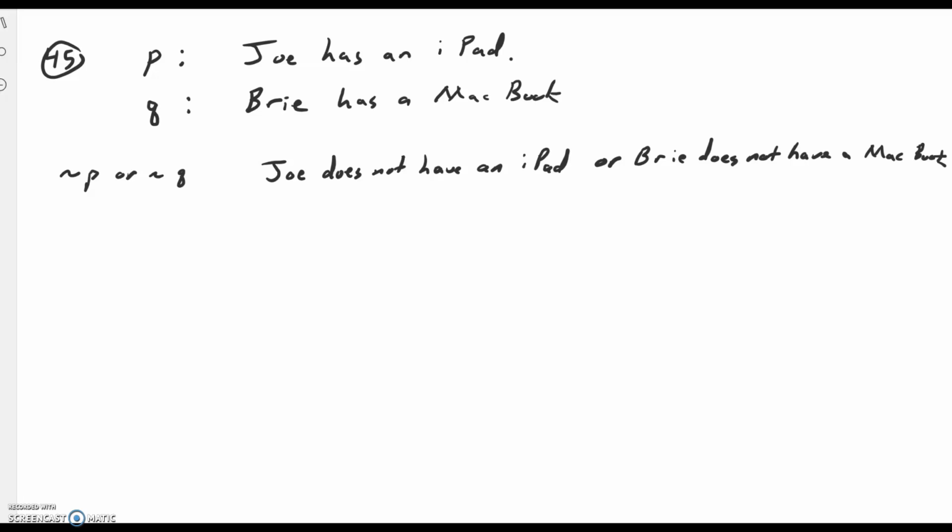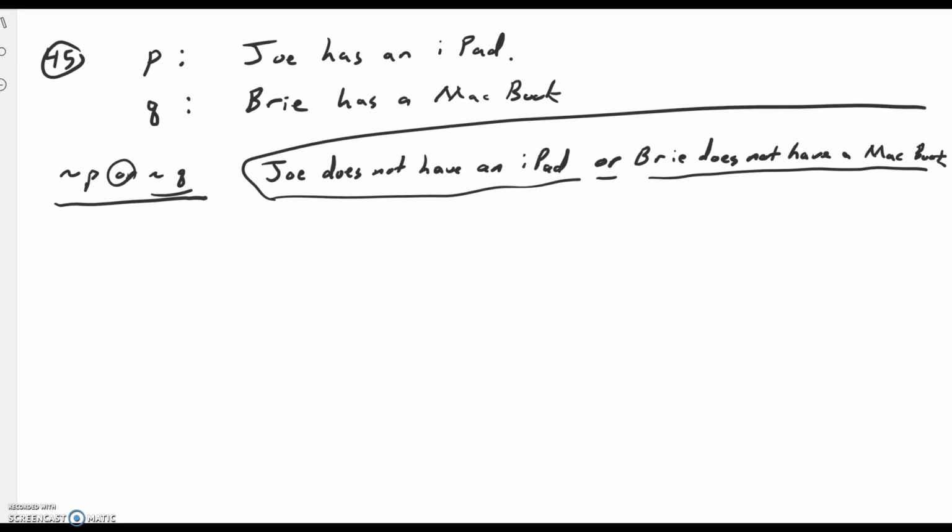Given the statements P and Q, we're asked to write down the words associated with this compound statement. So the negation of P or the negation of Q. The negation of P is that Joe does not have an iPad, and then or, and then the negation of Q is that Bree does not have a MacBook. So this is the answer to problem 45.